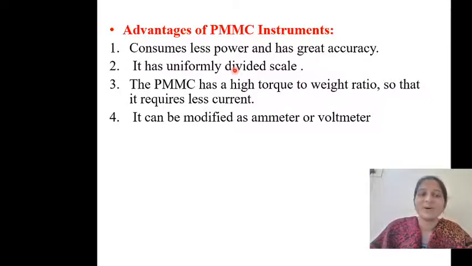And it can be modified as an ammeter or voltmeter. We know that an ammeter can be modified into a voltmeter by connecting a high resistance in series with the ammeter. In series with the ammeter you can convert it into a voltmeter.